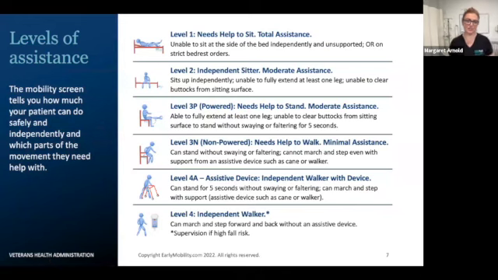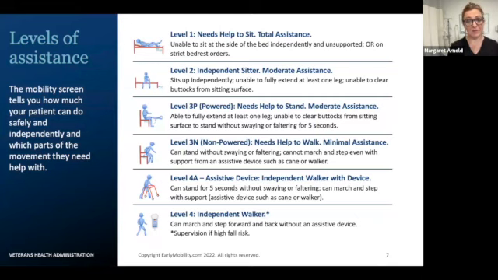This slide shows you the different levels and the anchors that we use to describe these levels. So you saw it in the video, but level 1 needs help to sit or requires total assistance. And you'll see this in the documentation. A level 2 patient can sit independently. They are an independent sitter, but they need help to stand and walk. They do not have enough strength in their legs to try standing without an assistive device.